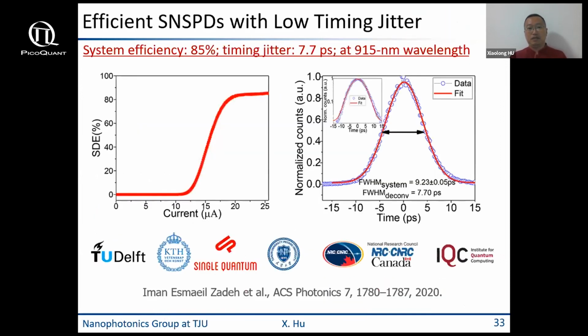So recently, our colleague Iman has done a nice experiment. We are the collaborators, and Iman demonstrated a system efficiency of 85%, and simultaneously a timing jitter of 7.7 picoseconds at a wavelength of 950 nanometers. This is really a demonstration of high efficiency and low timing jitter at the same time on a single device. Okay.